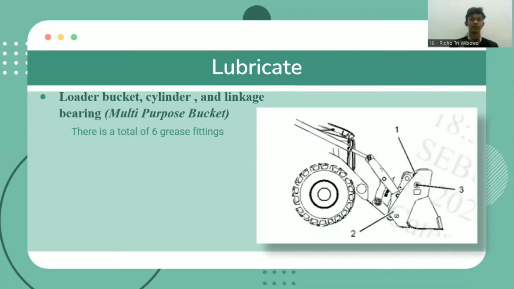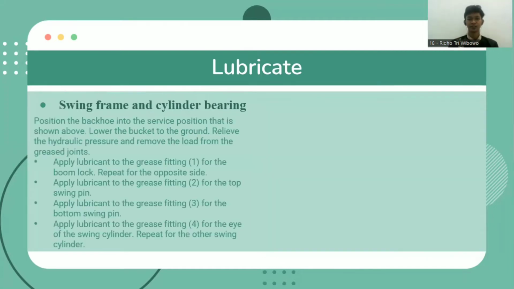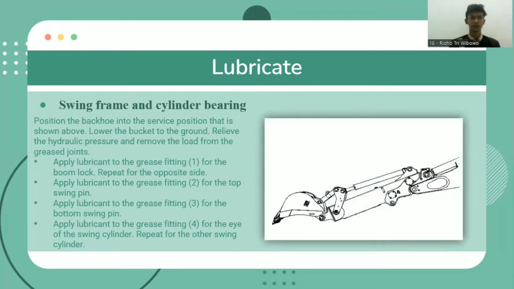Next, we must lubricate loader bucket, cylinder, and the latch bearing or multi-purpose bucket. There is a total of 6 grease fittings that you can see in the picture. After that, we must lubricate the swing frame and cylinder bearing. Make sure to position the backhoe into the service position that is shown above. You can see the picture. Lower the bucket to the ground, relieve the hydraulic pressure, and remove the load from the grease joints.